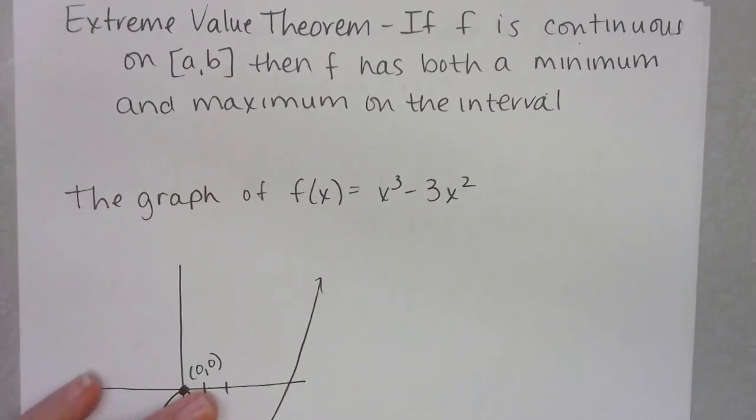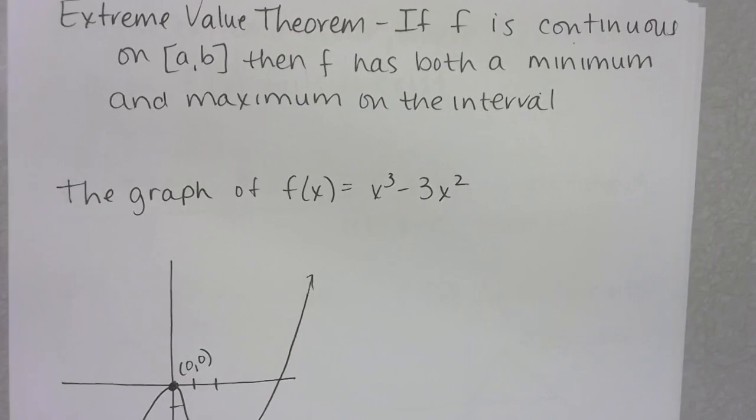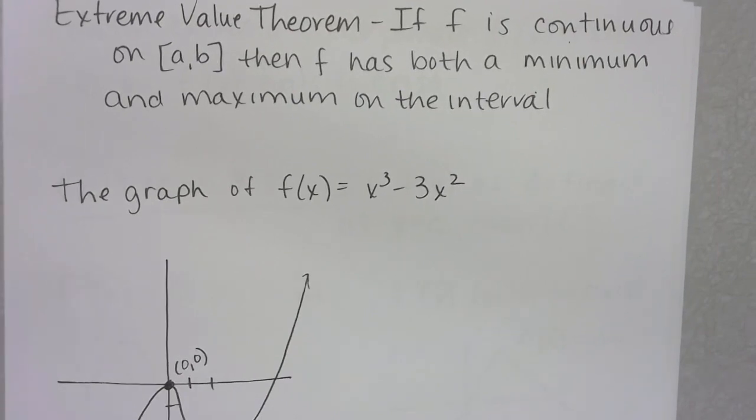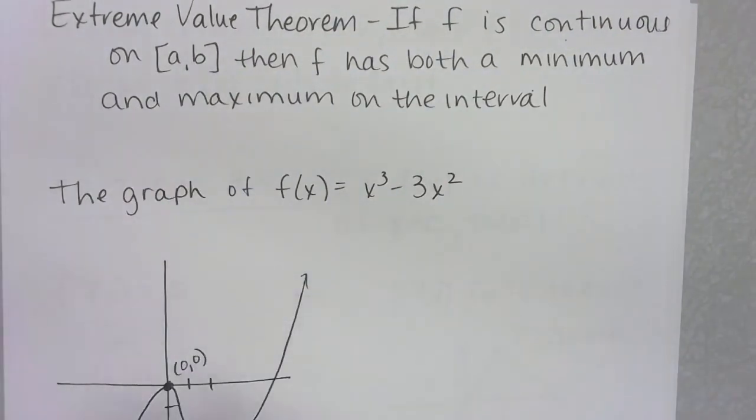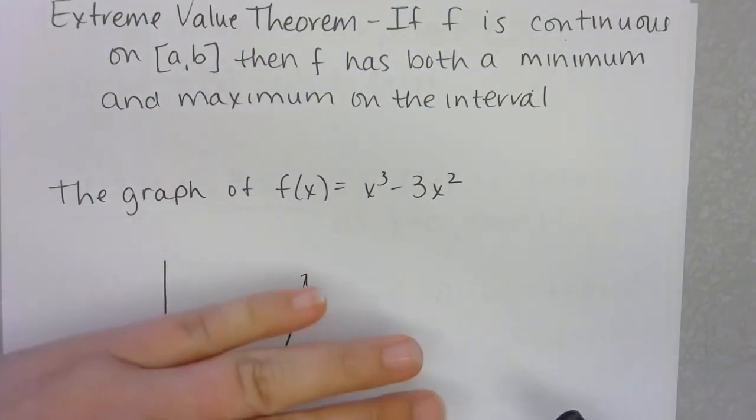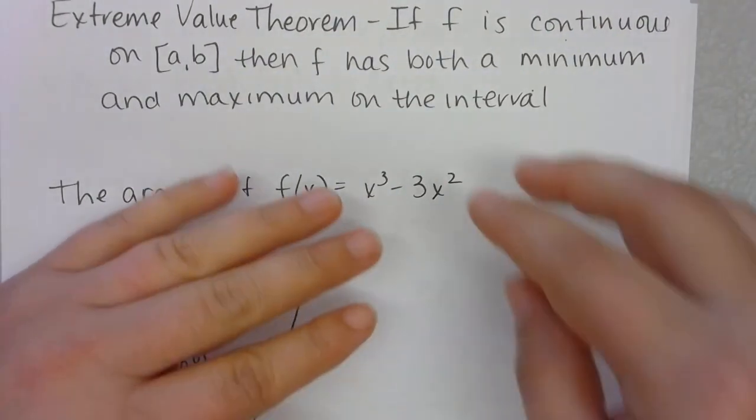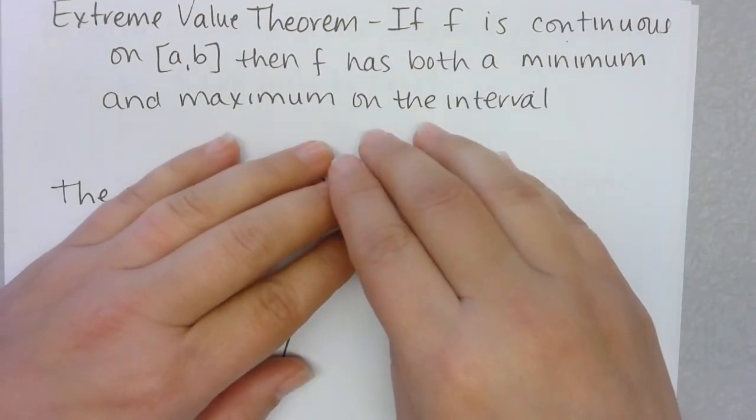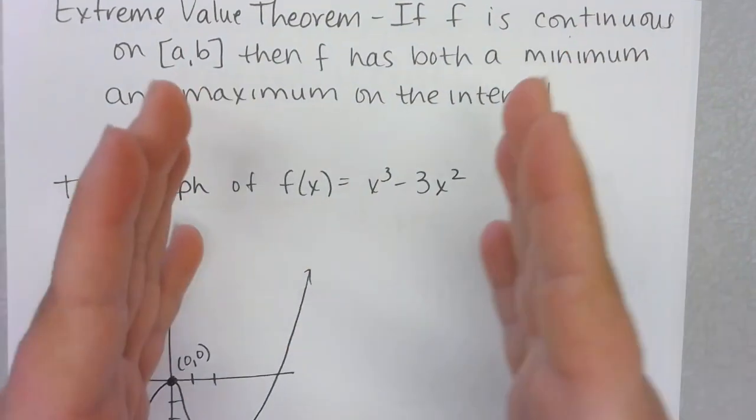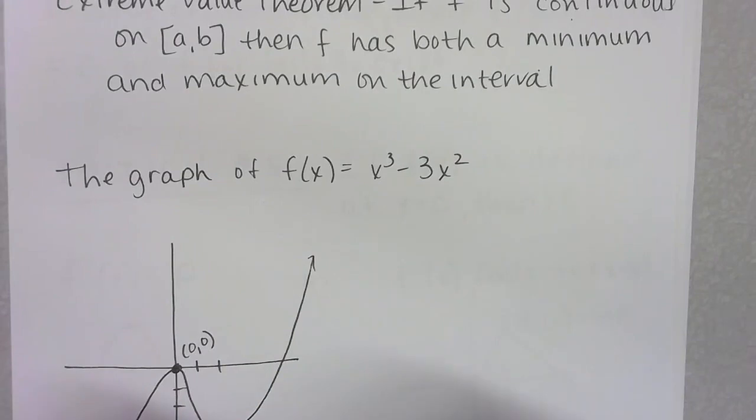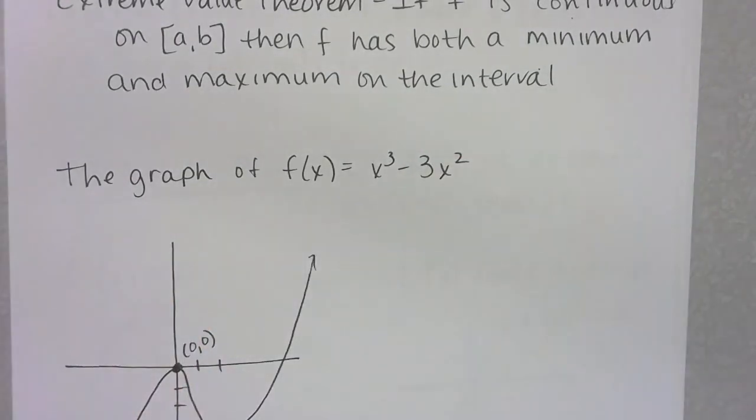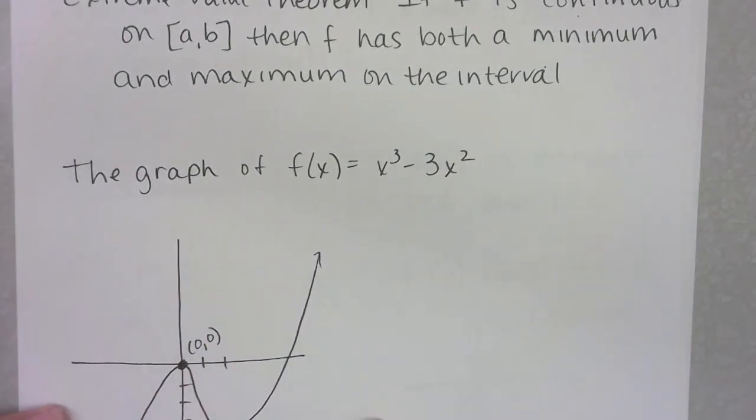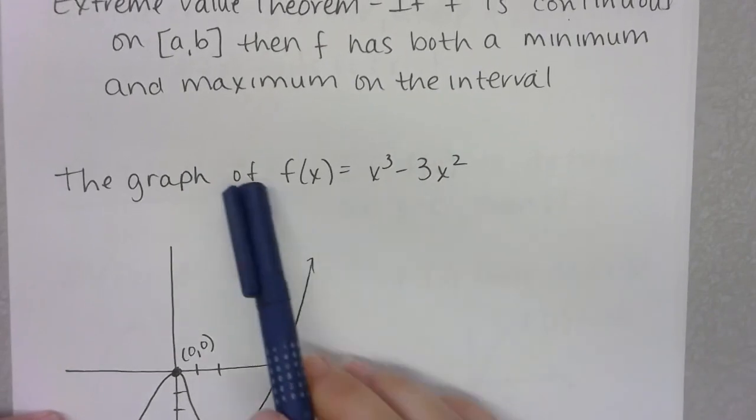So we're going to start with the extreme value theorem. The extreme value theorem says that if f is continuous on a closed interval from a to b, and right now what we're going to do first is try to find the minimum and maximum values in a specific closed interval. So not the entire number line, but just a little piece of the graph. That's what we're looking at here.